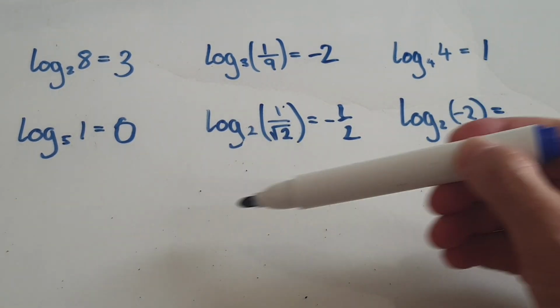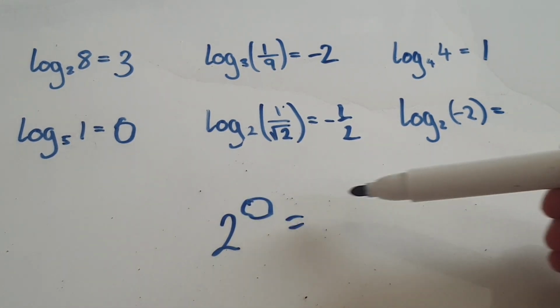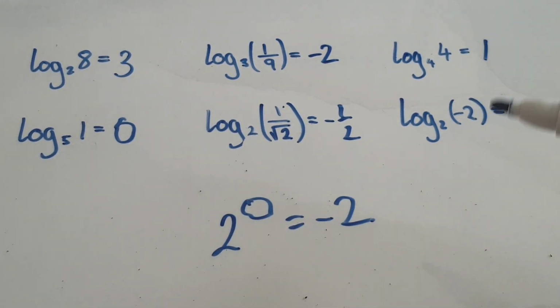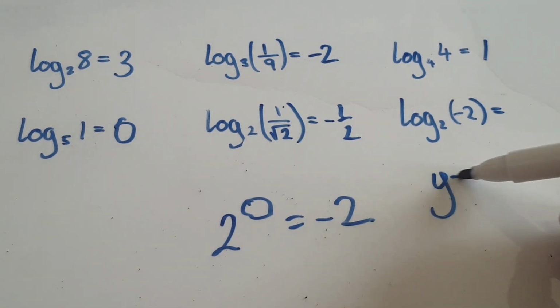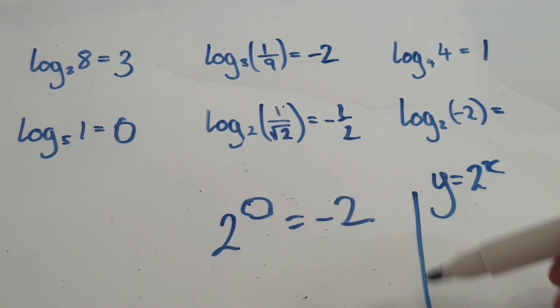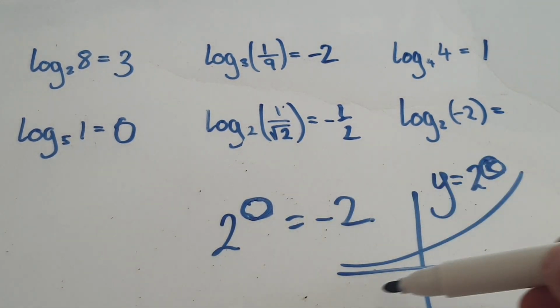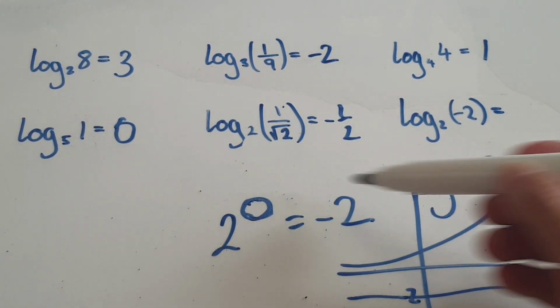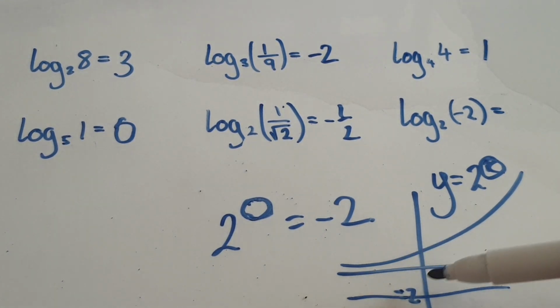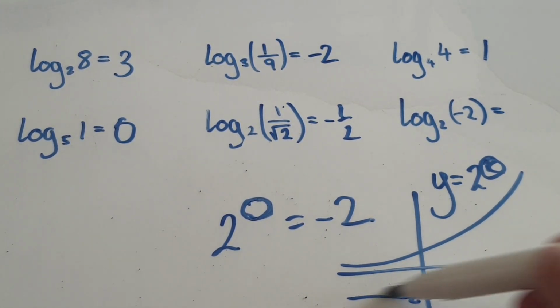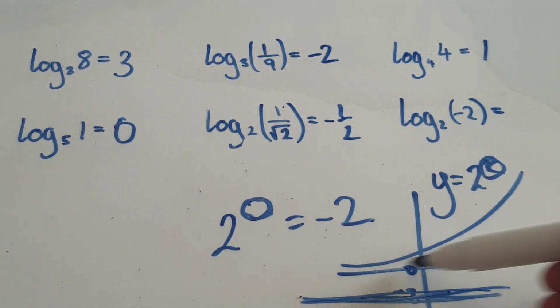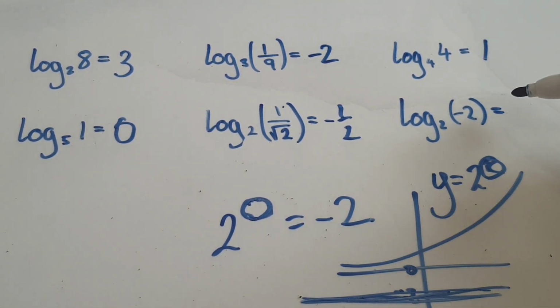translate this. 2 to the power of what would give me a negative 2. Well, if you were to draw the graph of y equals 2 to the power of x, it would look like this. And so 2 to the power of x equals negative 2. Well, negative 2 is down here. When would this graph ever cross the negative 2 line? It will never. It won't even pass the 0 line. It will never reach 0. So that would be undefined. So here you would have to say undefined.